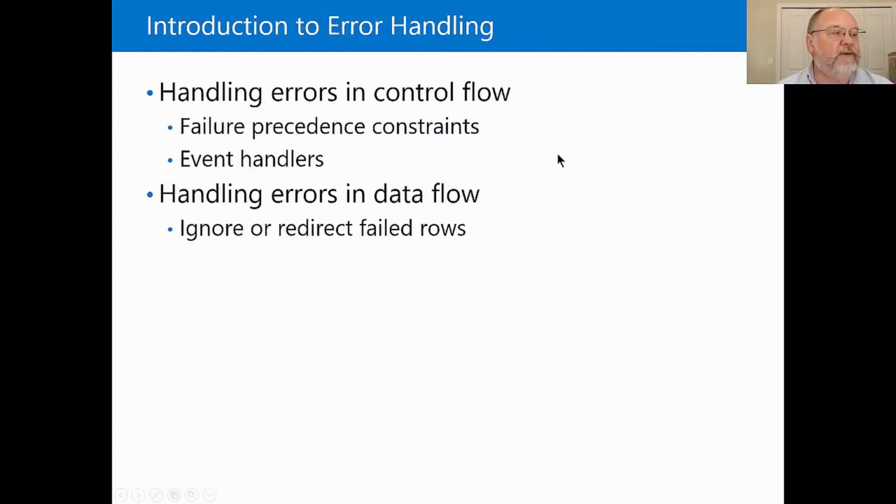So we've got error handling in control flow. We've already pretty much covered that. You're going to deal with your precedence constraints, and you're going to deal with completed, failed, and successful. And you can also, as we looked at, deal with expressions in there. So that's primarily how you're going to deal with problems at runtime in the control flow.